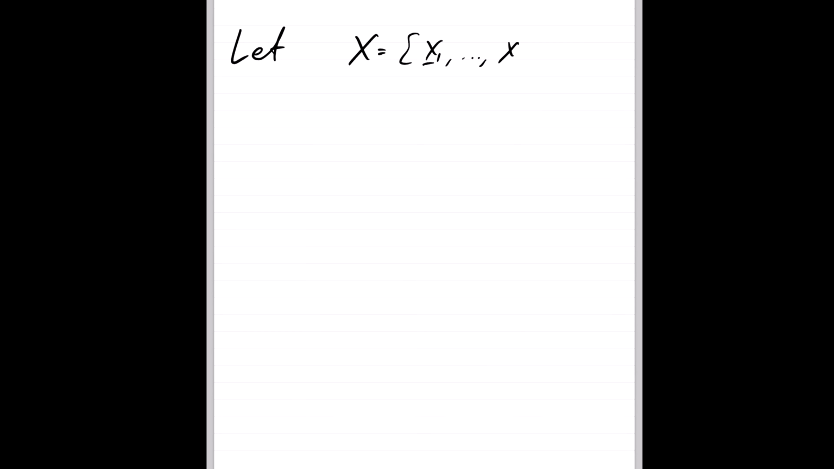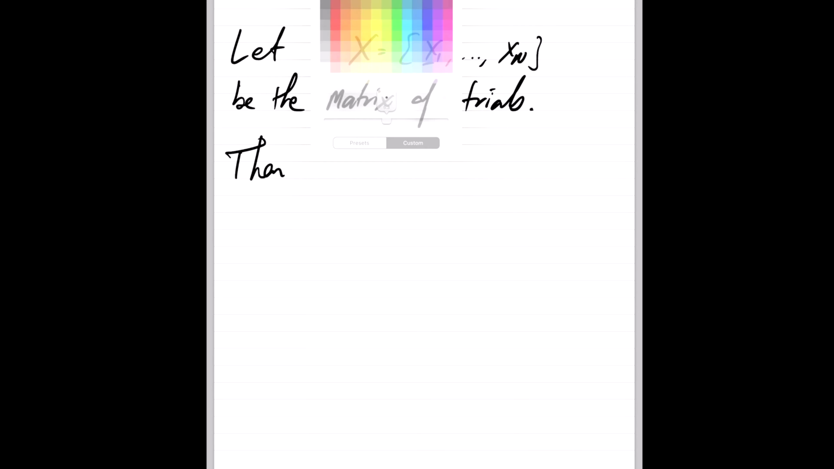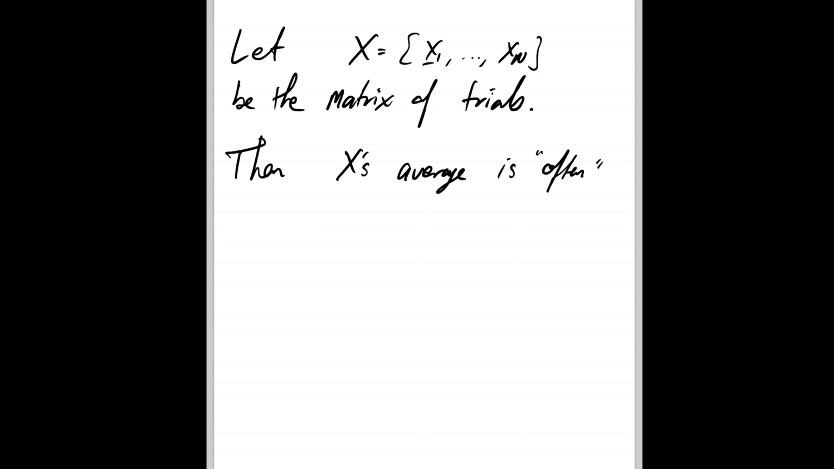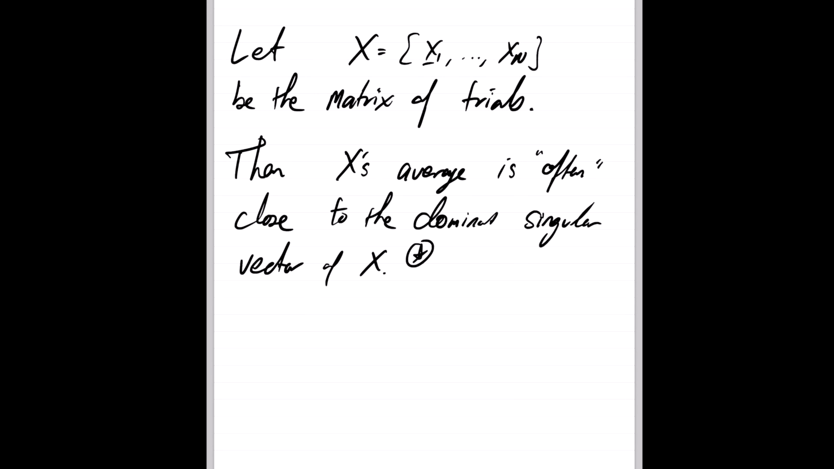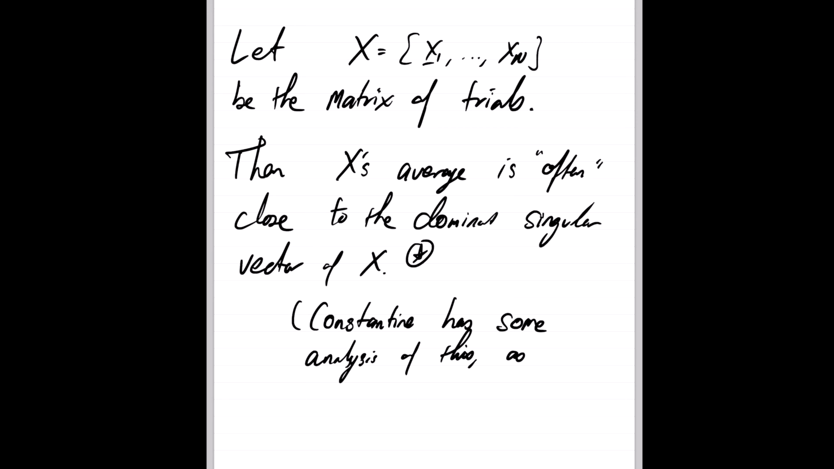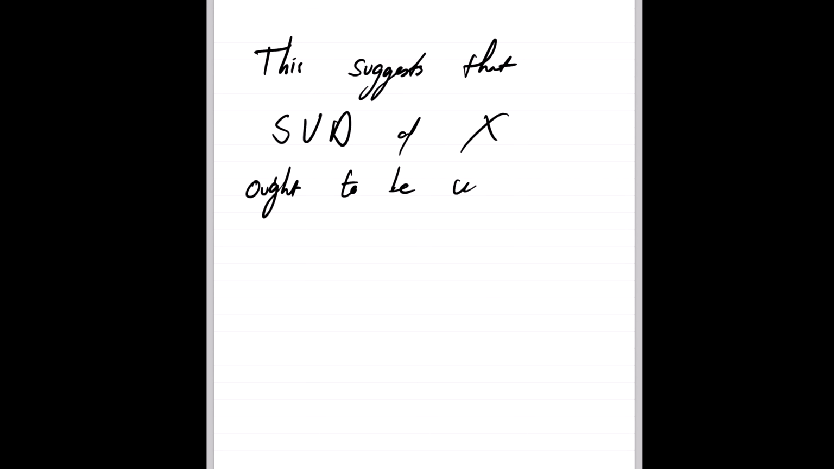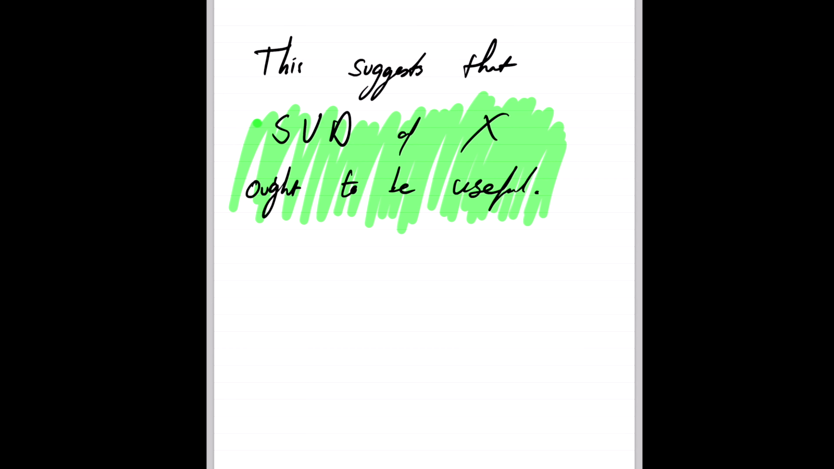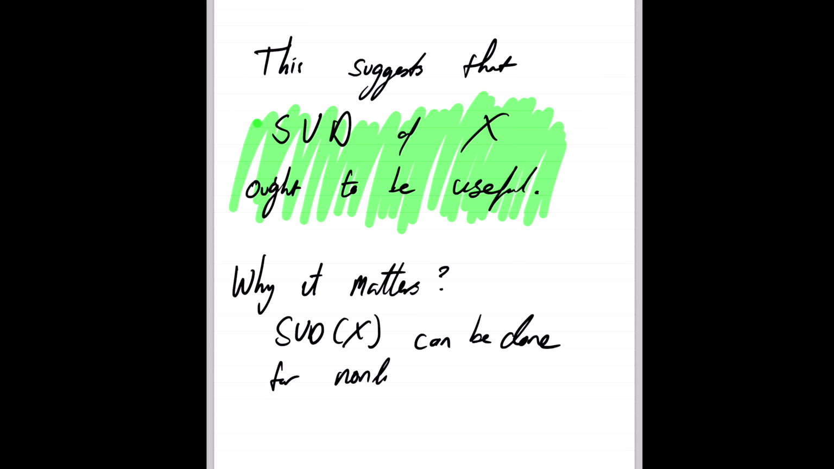Now, the reason that Monte Carlo is somewhat interesting is that the average of a matrix of these, where every column is one of these samples, is going to be closely related to the dominant singular vector of the matrix of samples. This is not a precise relationship, although some people, such as Paul Constantine, a friend of mine, have done some analysis of this, as well as others. So this suggests that we should just use the SVD of X as PageRank vectors or as embeddings themselves. And this can be done even for nonlinear processes. That's the key idea.